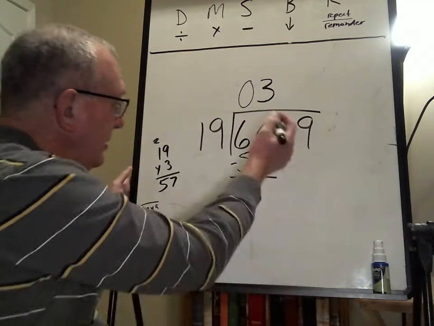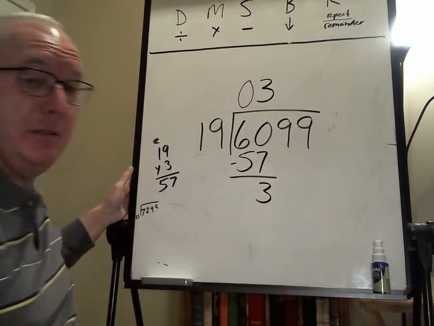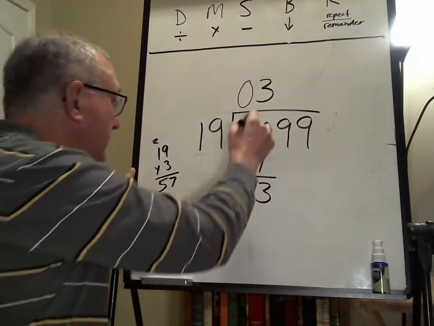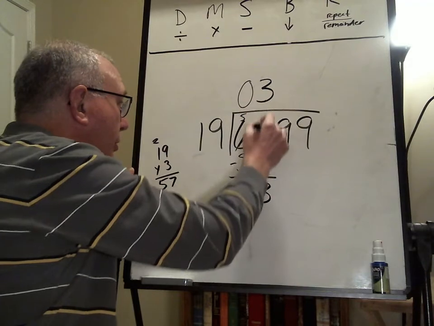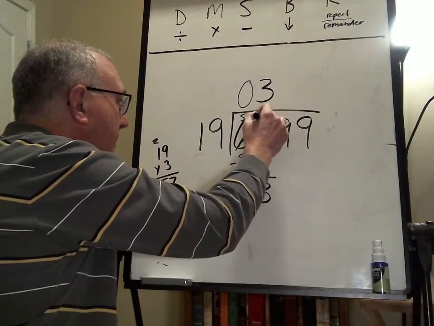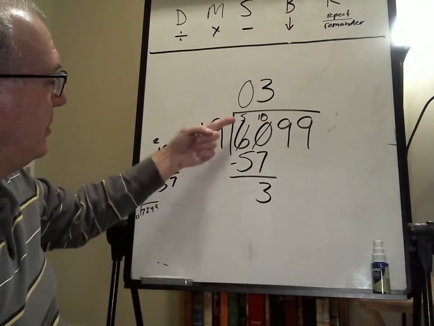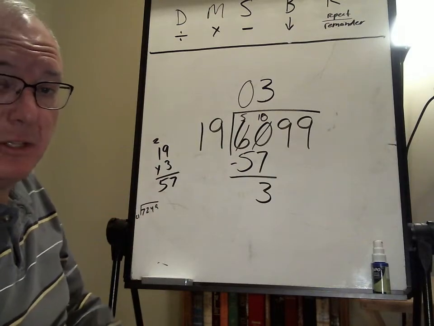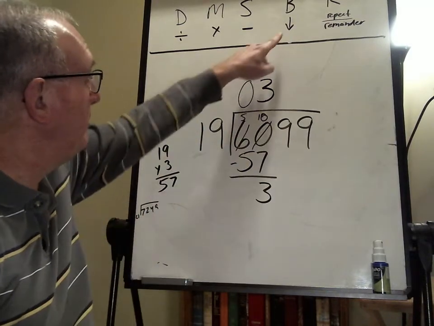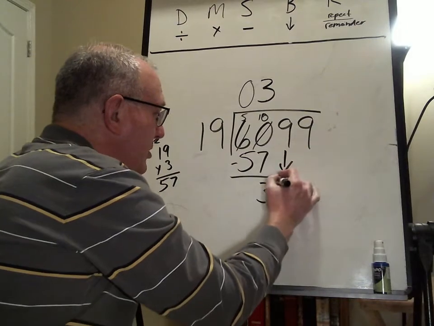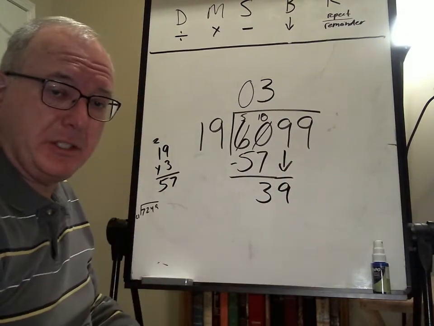60 minus 57 is 3. I just know that by counting up. Now you can regroup and do that. 10 minus 7 is 3. 5 minus 5 is nothing. Either way. Okay, now the next step, bring down. Just like we've been doing for the last week or so.